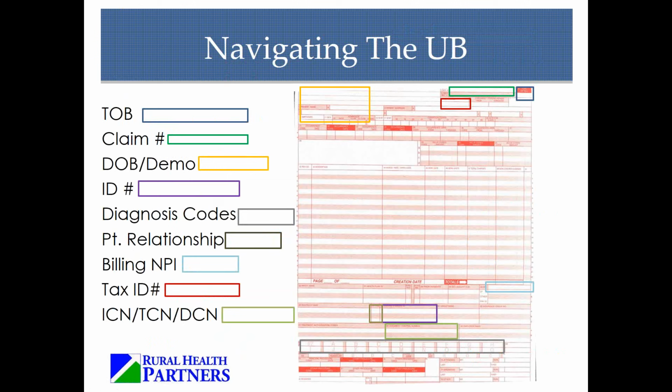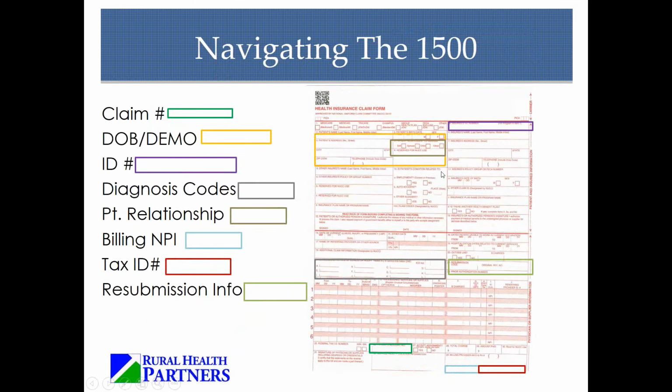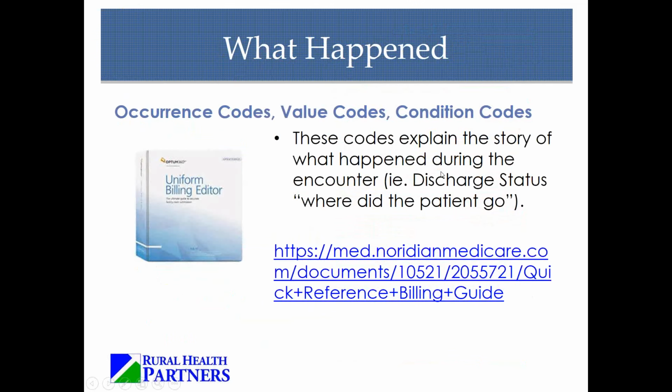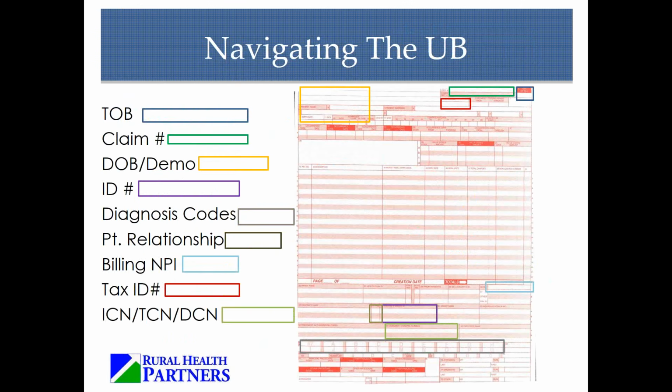So the UB is a lot more complex because we have a lot more departments that we're trying to bill for. The 1500 is pretty straightforward. And then the only thing we didn't cover, because it's a pretty detailed thing, and we'll look at it in some of the technical denials next week, are our occurrence codes, condition codes, and value codes, and those hang out in this section of the insurance bill.